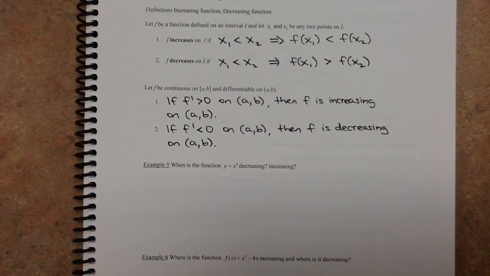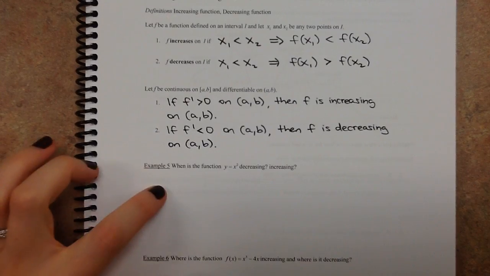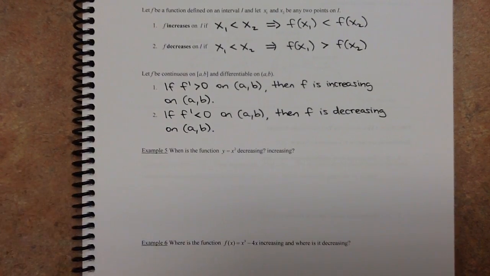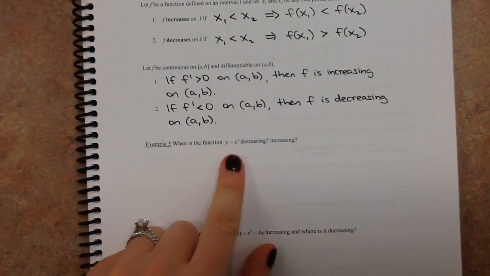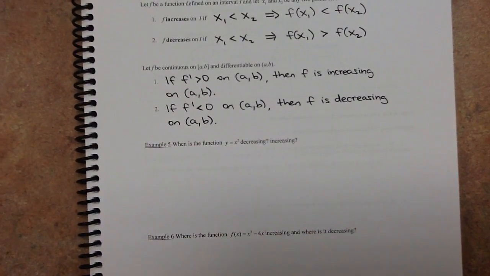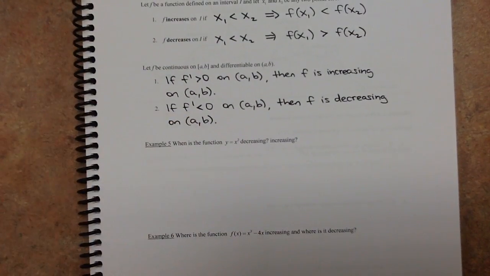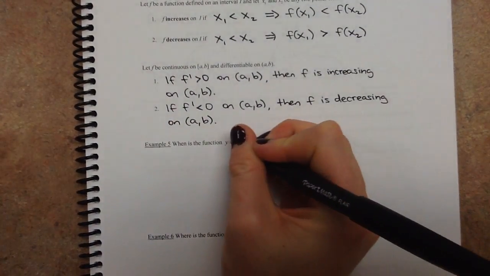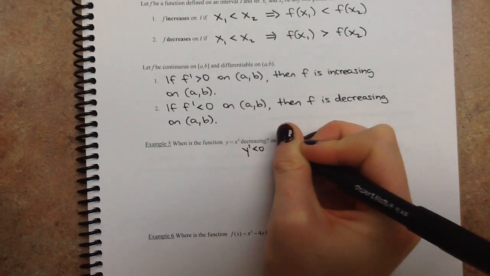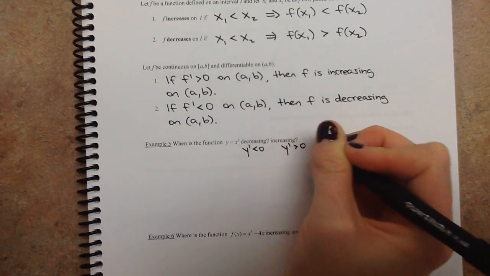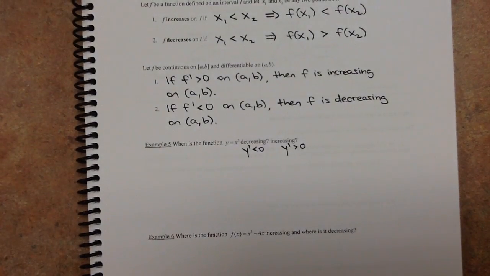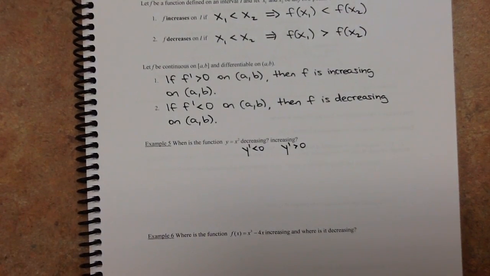Okay, so we're going to use those definitions right now in our first example. So when is this function decreasing? When is it increasing? What we want to find is when the derivative is positive and when the derivative is negative. So let's kind of relate these here. This means y prime is negative. This means y prime is positive. So we need to take the derivative and then we can find when it's negative and when it's positive.